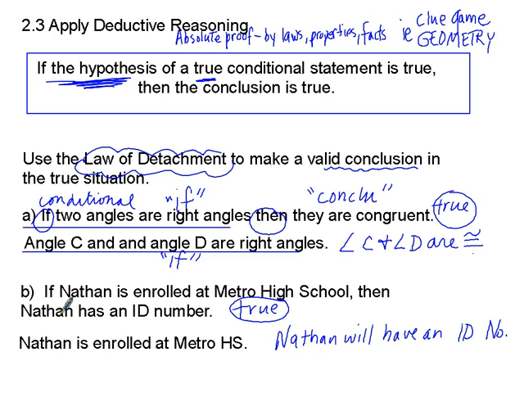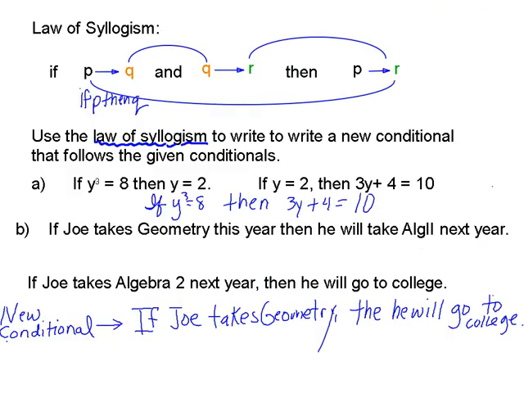Another example, if Nathan is enrolled at Metro High School, that's the if part, then Nathan has an ID number. We're told that Nathan is enrolled at Metro High School, so the hypothesis is true, so we know that the conclusion is true. Nathan will have an ID number. Both the law of detachment and the law of syllogism are referred to in the rest of the chapter.